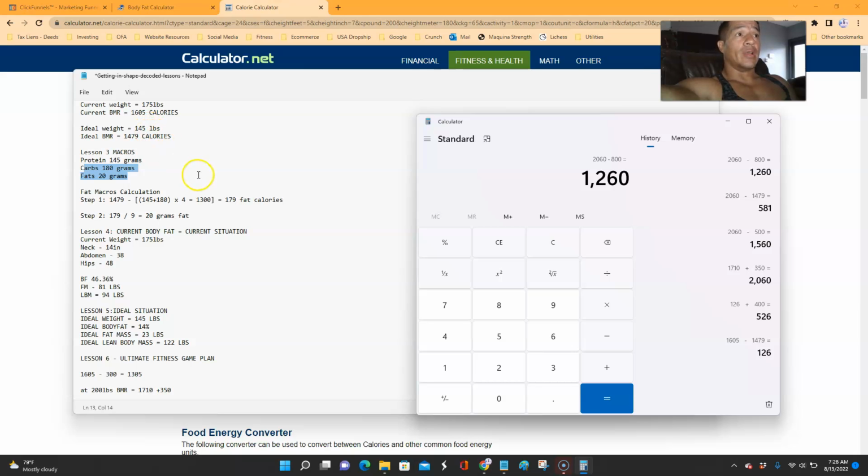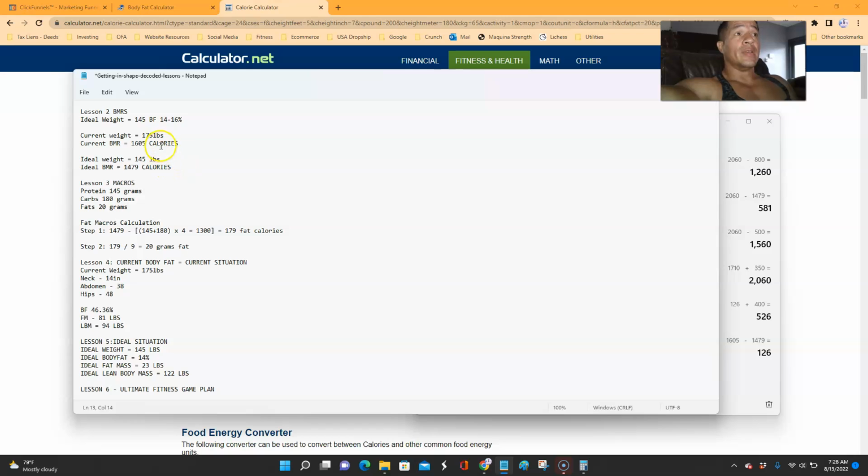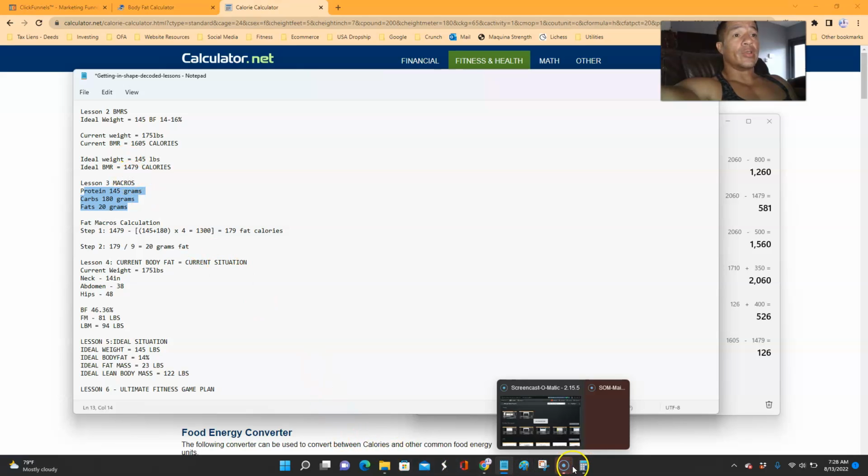All right. So for my client situation, I'm going to recommend for her to be at her ideal BMR. So she's going to eat 1479 while respecting these macros. And she's going to lose weight.